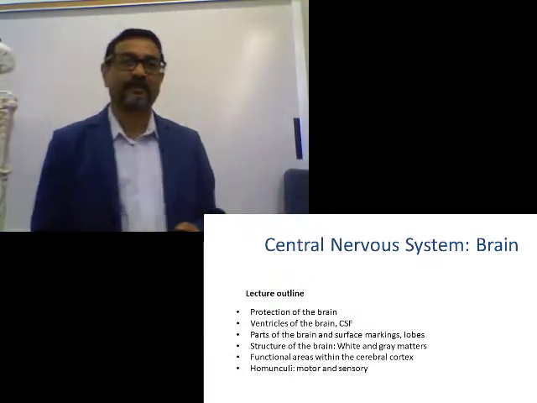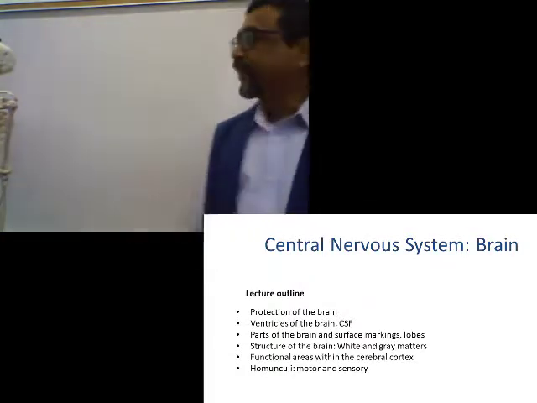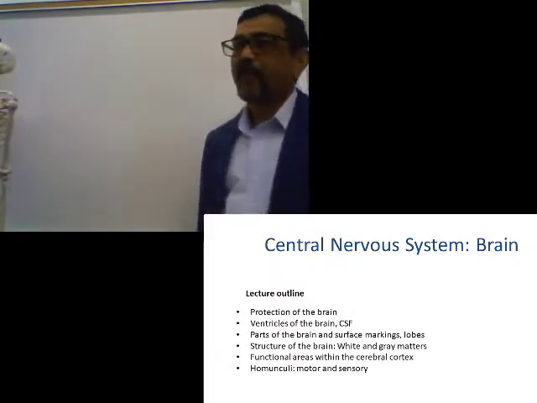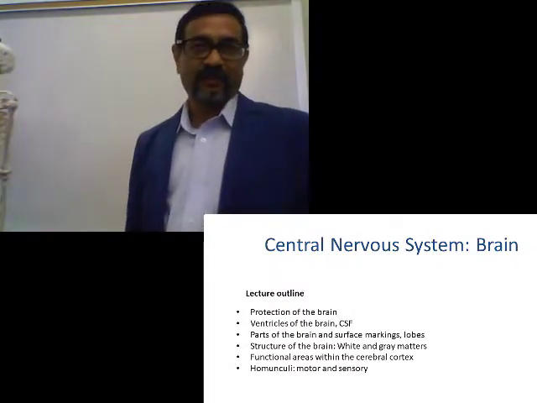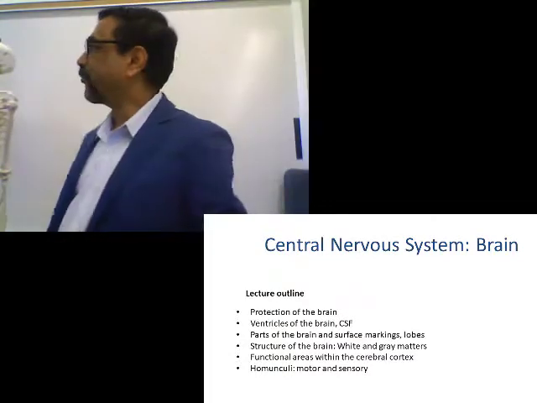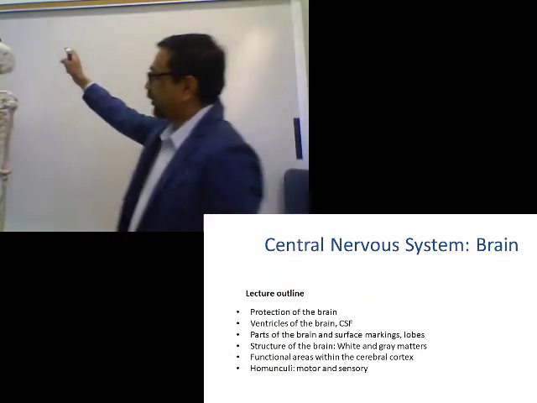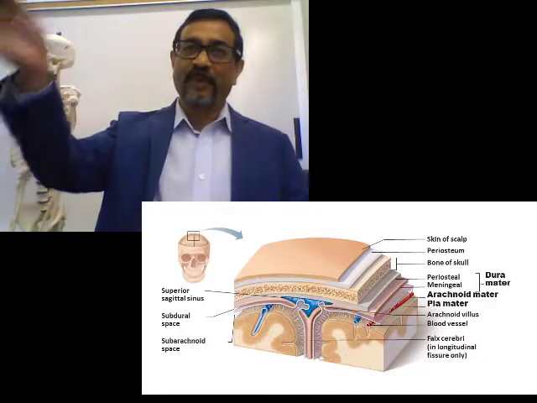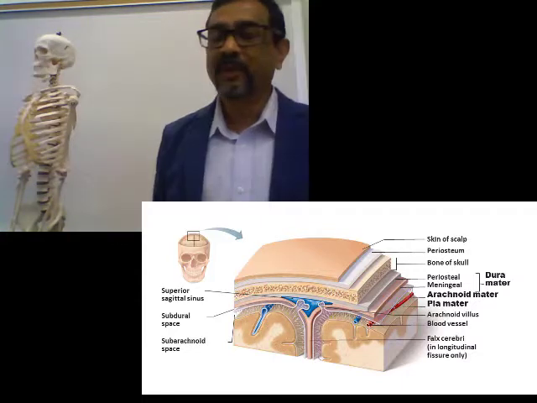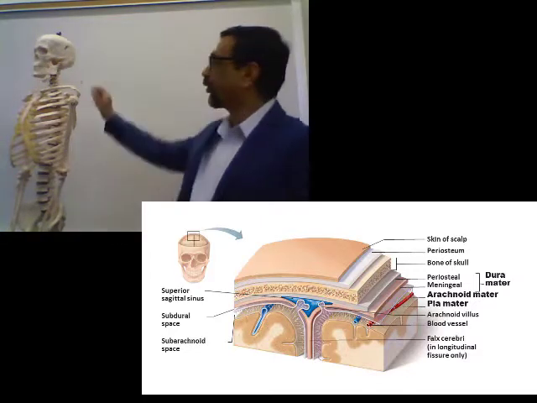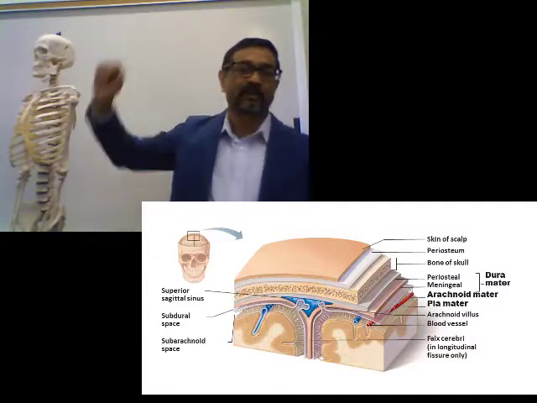First, the protection. If you see from outside to inside, a number of structures protect the brain. From outside to inside, the first structure is the skull. You know that is the skull, right? And then you have the periosteum. That means the covering of the bone. And then you have the bone, which bone? The cranial bone or skull bone.